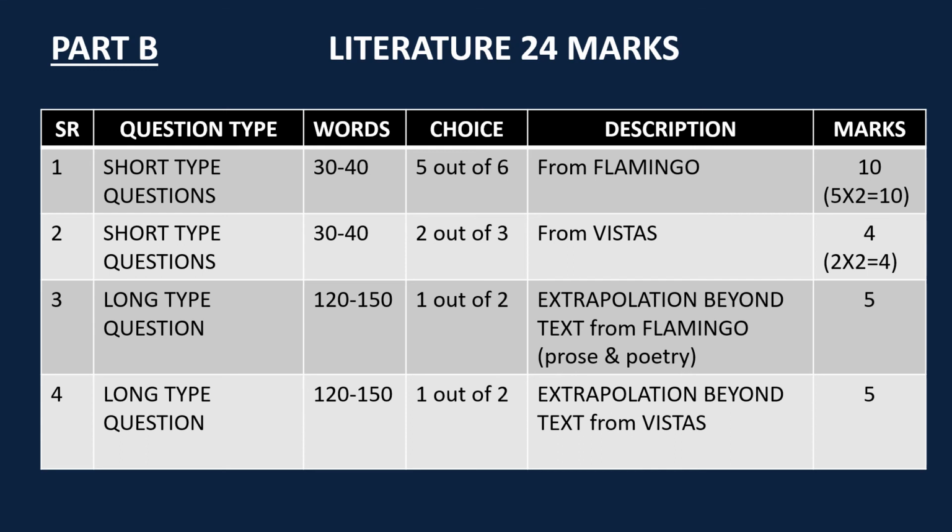The fourth question is again a long type question. Word limit 120 to 150 words. Totally 2 questions, out of which you will be taking one, which will be for 5 marks. Again extrapolatory, but now it will be based on Vistas.